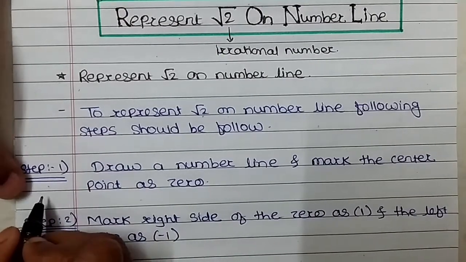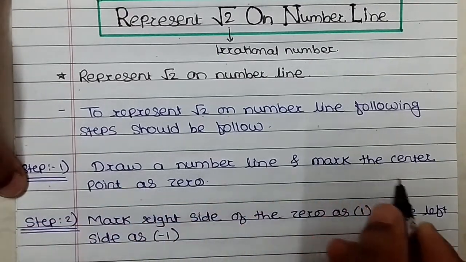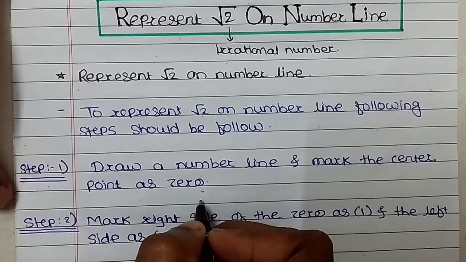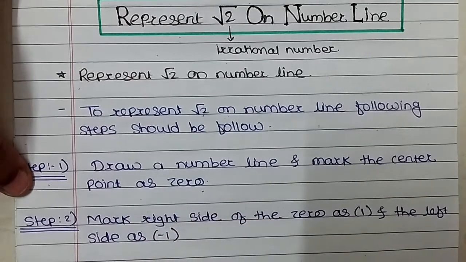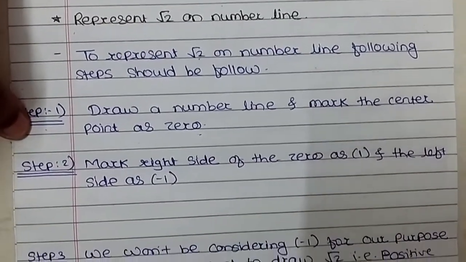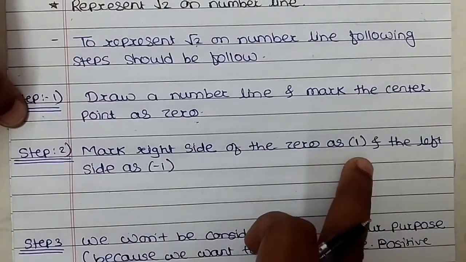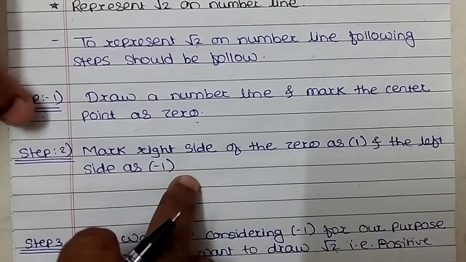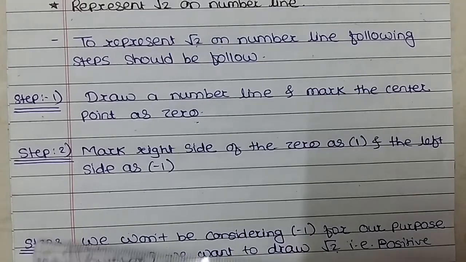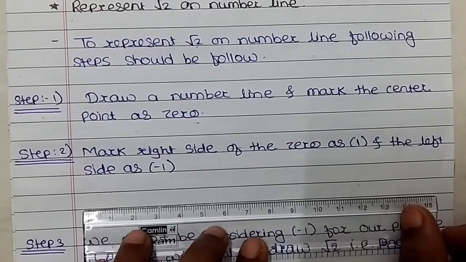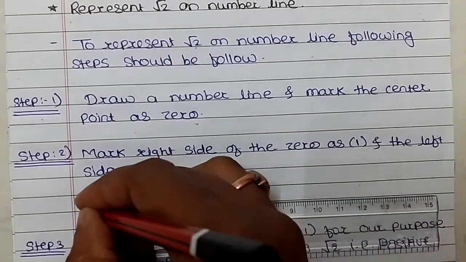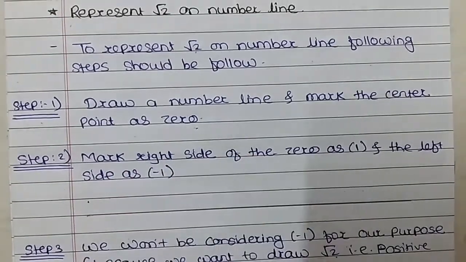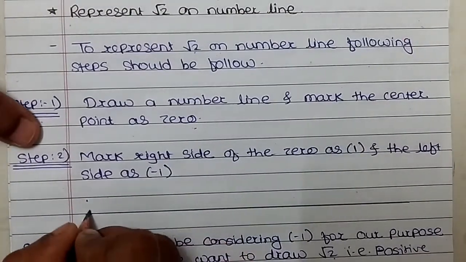Your first step: draw a number line and mark the center point as 0. You should mark 0 as the center point and draw the number line. Next step, mark the right side of 0 as +1 and the left side as -1. So how to draw this? First of all, draw one number line. One line should be drawn here.